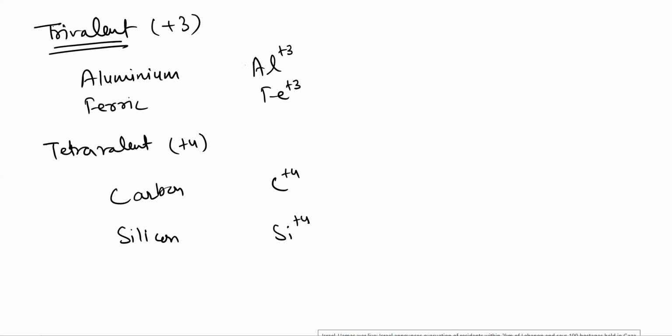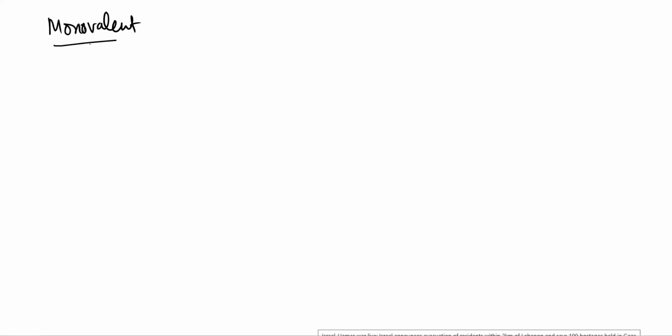Done, sir. Okay. The next one is monovalent, monovalent with negative -1 valency. Okay, that is going to have -1 valency. So we're going to write fluorine.